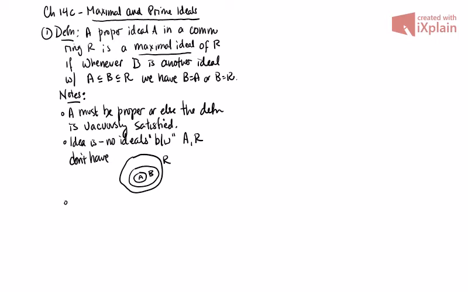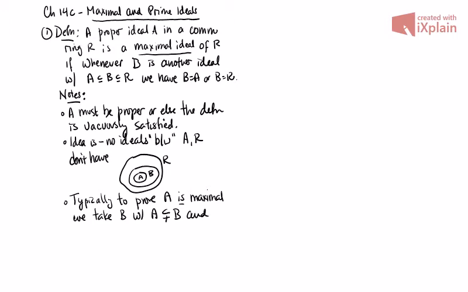And the other thing is, typically the way this is proven, to prove that A is maximal, what we do is we assume that we have a B which is strictly bigger than A, and then we show that B must be R. So typically to prove A is maximal, we take a B with A contained in but not equal to B, and we show B is R.